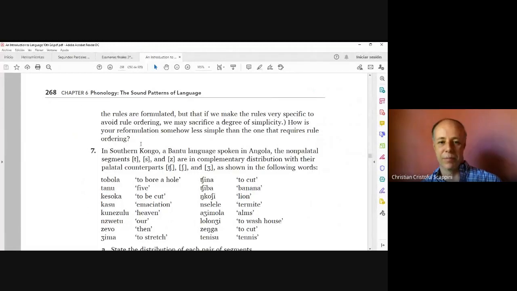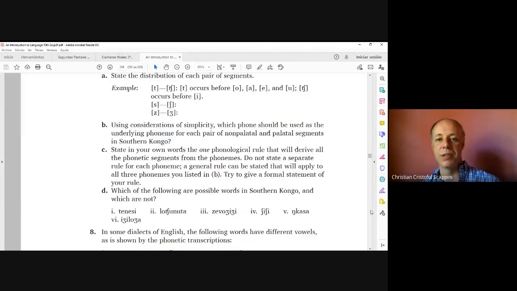Number 7. Can you all see number 7 here? Yes, we can. Very good. Number 7: In southern Congo, a Bantu language spoken in Angola, the non-palatal segments T, S, and Z are in complementary distribution. We know that these are allophones with their palatal counterparts ch, sh, and j, as shown in the following words. And you have the linguistic corpus there.